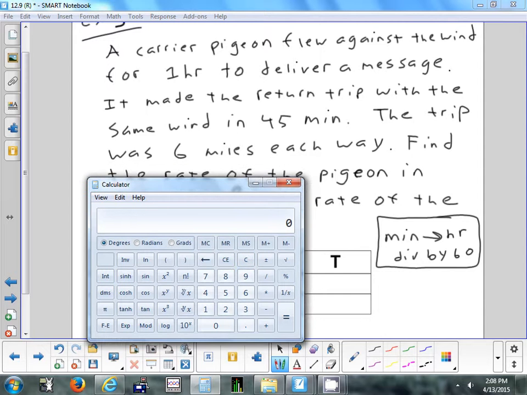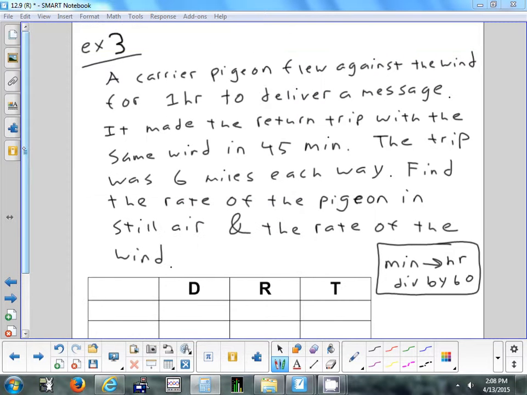All right, so let's change this 45 minutes to hours. How do you change minutes to hours? Divide by 60. 0.75. Okay, so on your sheet, cross out 45 minutes. We just change it to hours. 0.75.